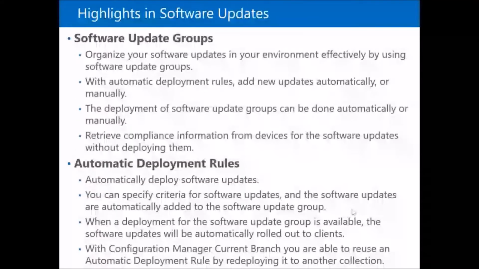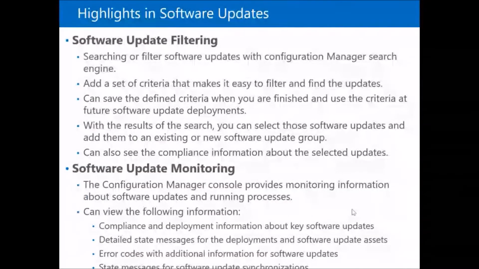Software update filtering. So searching or filtering software updates with the Configuration Manager search engine. We can actually find specific updates by using the filtering. We can add a set of criteria that makes it easy to filter for the update. So we could filter based on operating system, software, hardware, or many other features.